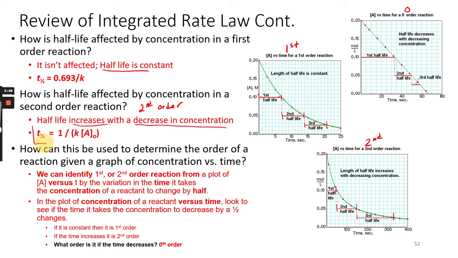And why is that? Well, look at the equation. The half-life time is 1 over k times the concentration. So as this concentration decreases, the time is going to increase.